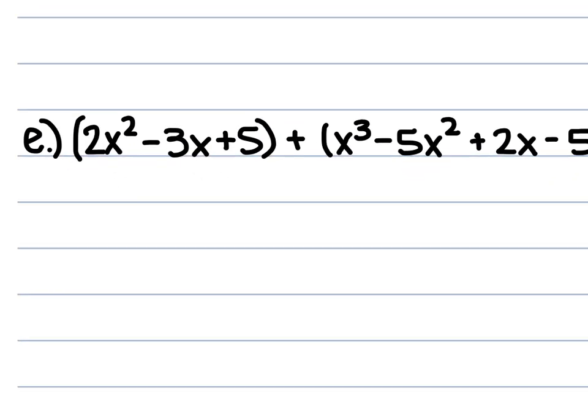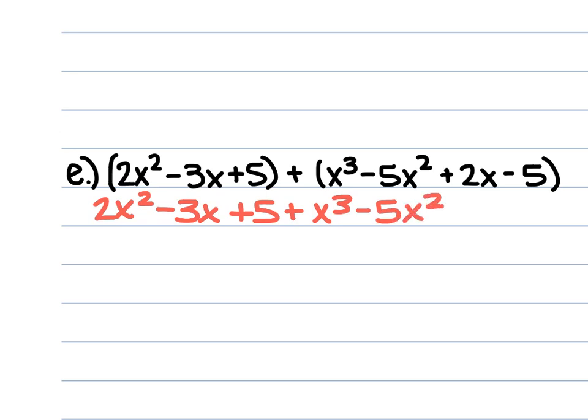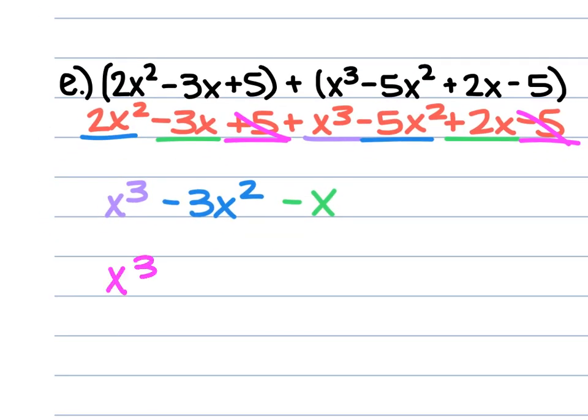If we look at E, we have an addition expression here. So again, just rewrite them without parentheses. So 2x squared minus 3x plus 5 plus x cubed minus 5x squared plus 2x minus 5. So we are combining like terms here. The x cubed gets dropped down. The 2x squared matches with the negative 5x squared, and it's going to give us a negative 3x squared. The negative 3x plus 2x gives us a negative x, and that 5 minus 5 cancels out. So we have x cubed minus 3x squared minus x.